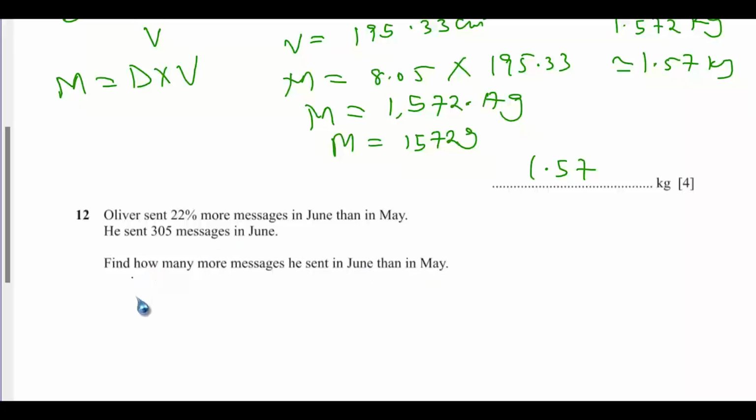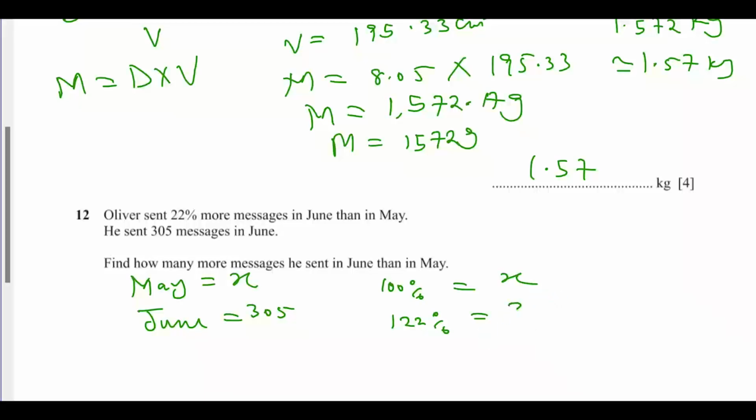So in May, he sent X messages, we don't know yet, but in June, he sent 305 messages, which is 22% more than the one in May. So that means in May we have 100% to be equal to X, that is for May. Then June will be more than 100%, that will be 122%, so that gives 305.